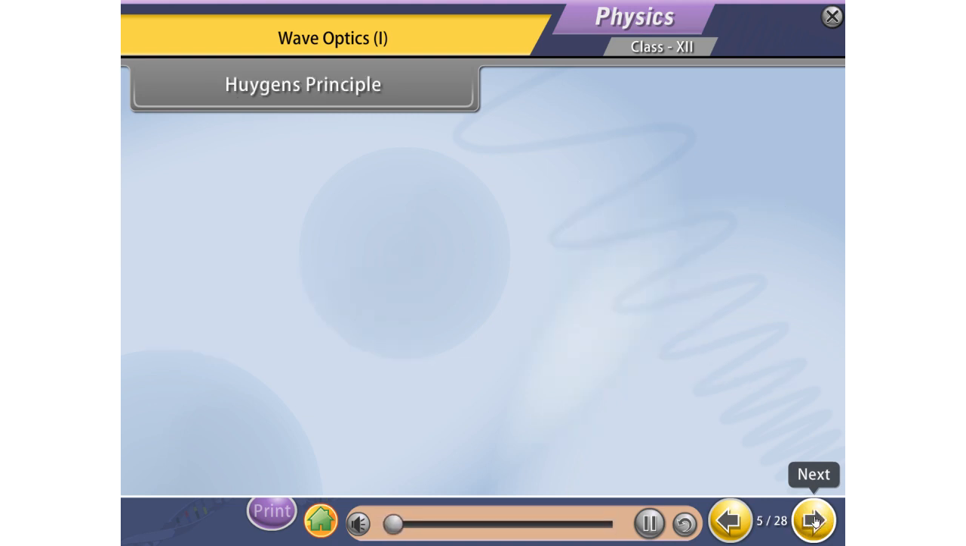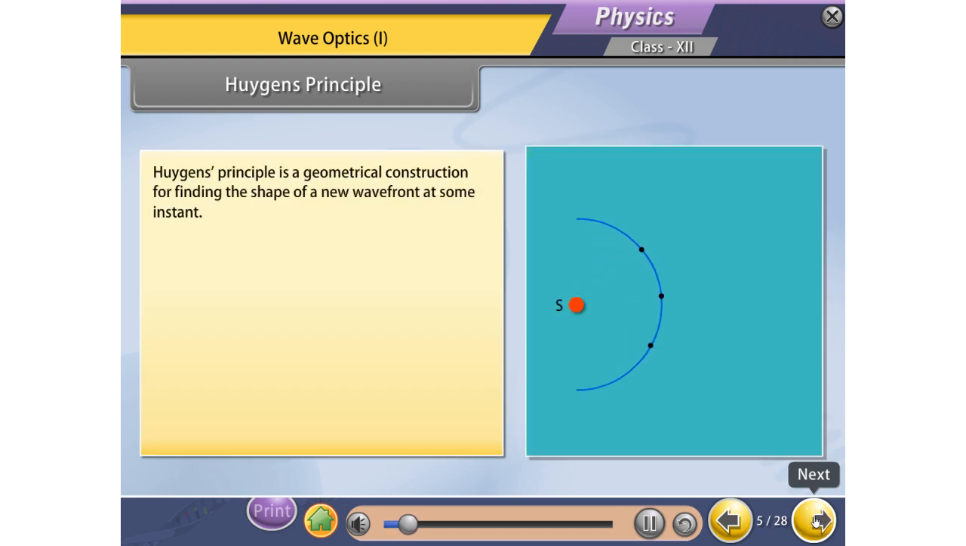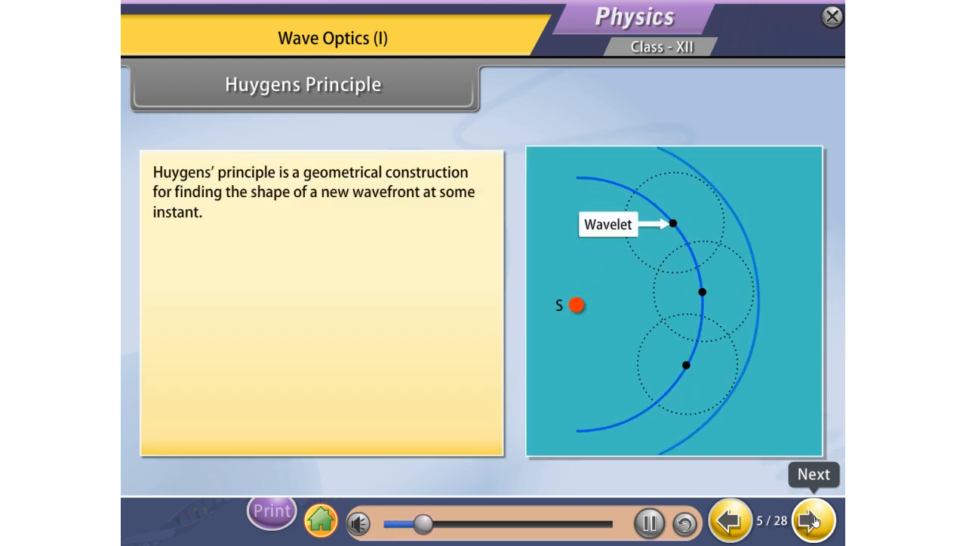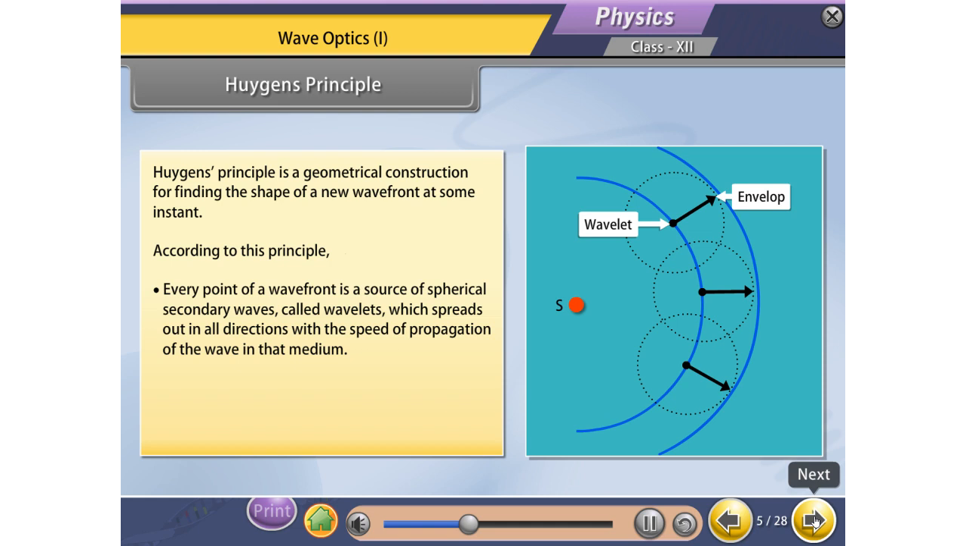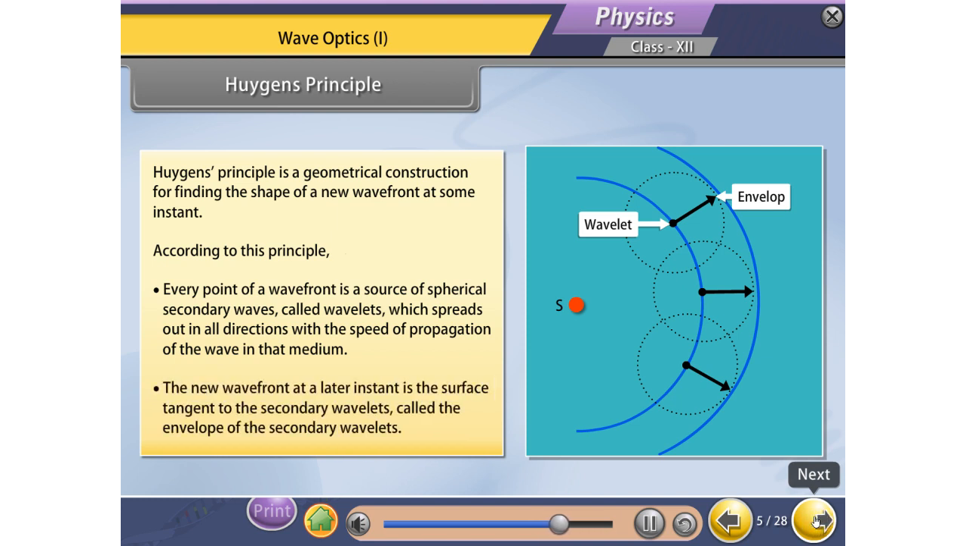Huygens principle. Huygens principle is a geometrical construction for finding the shape of a new wavefront at some instant. According to this principle, every point of a wavefront is a source of spherical secondary waves called wavelets, which spread out in all directions with the speed of propagation of the wave in that medium. The new wavefront at a later instant is the surface tangent to the secondary wavelets called the envelope of the secondary wavelets.